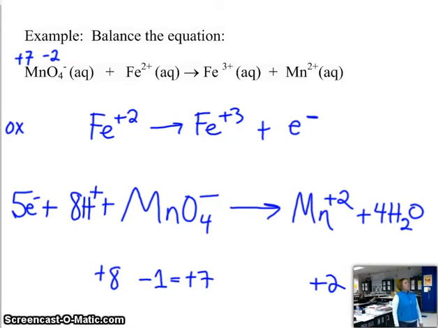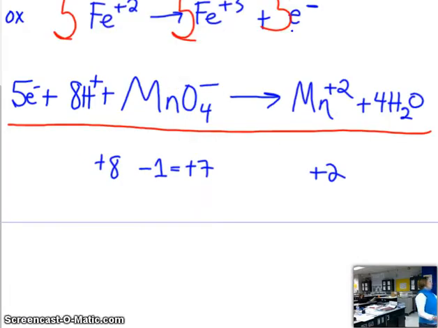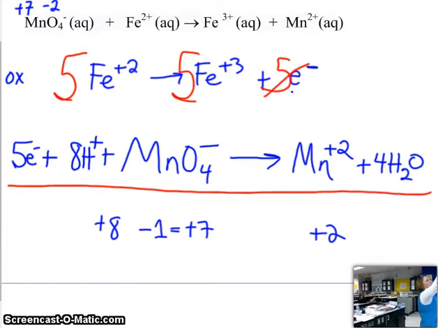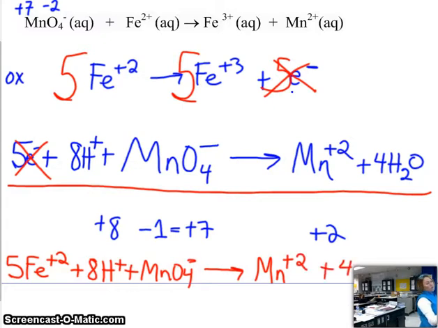Right now, my electrons lost do not equal my electrons gained. I have 1 lost, 5 gained. So I'm going to multiply everybody up here by 5. 5, 5, 5. And now I recombine my equations. So there are 5 electrons going out and 5 going in. I can cancel them out. And I put my reactants together. 5Fe +2 plus 8H+ plus MnO4- goes to make Mn +2 plus 4 waters.